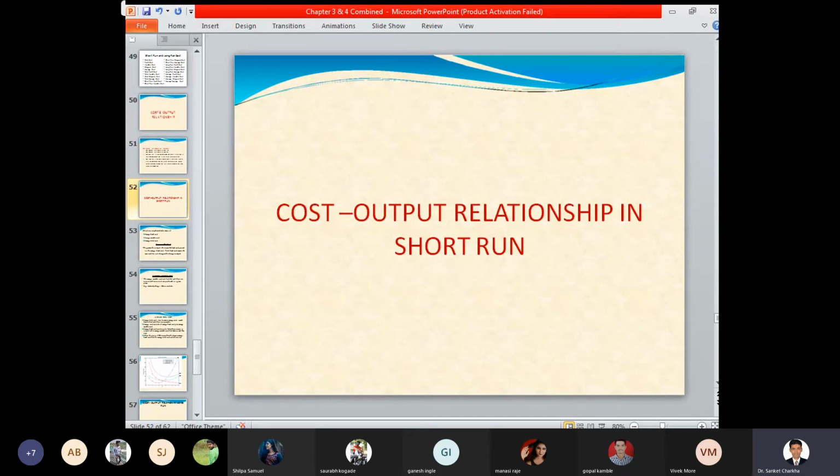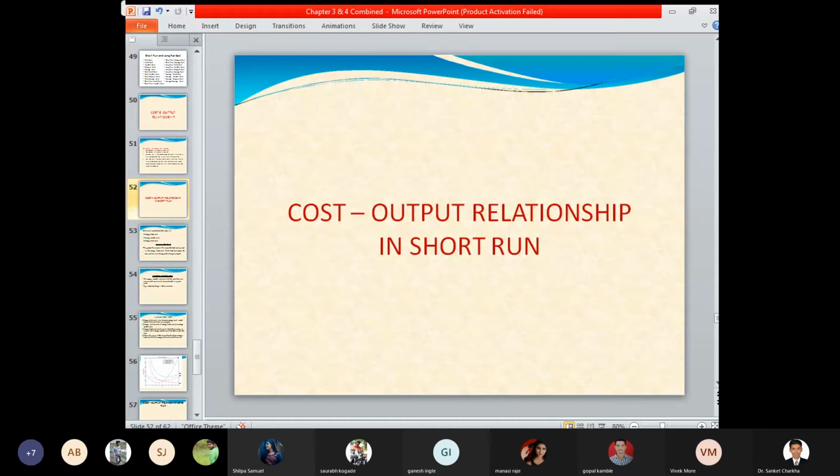Now first, okay, any difficulty at this stage? Any questions in understanding the concept of cost and output relationship in either the short run or the long run? Quickly. No, sir. No. Okay.